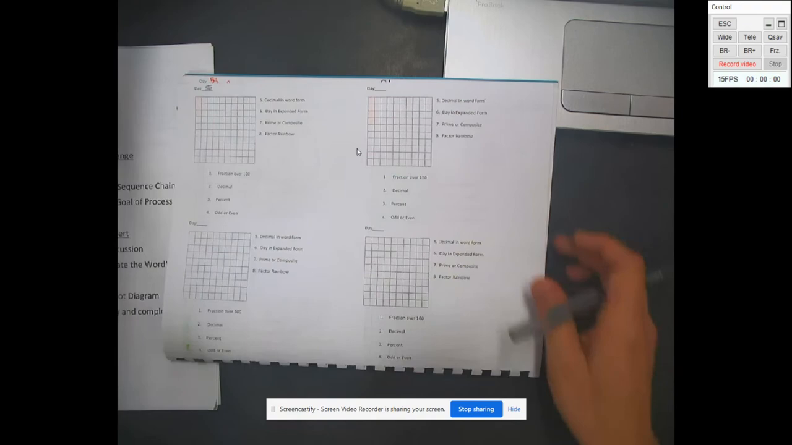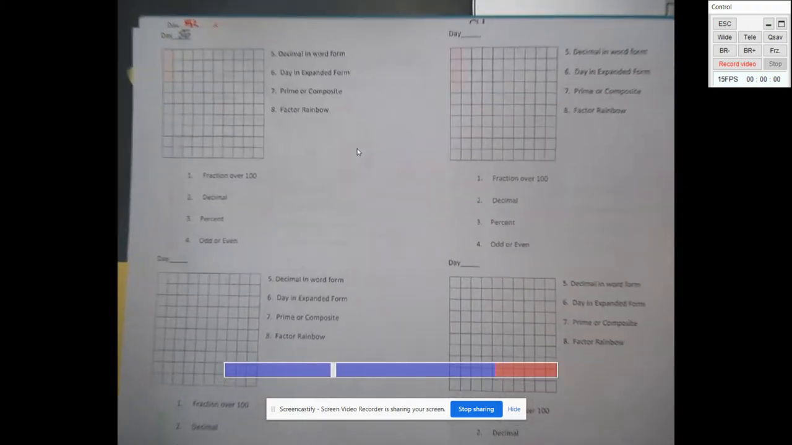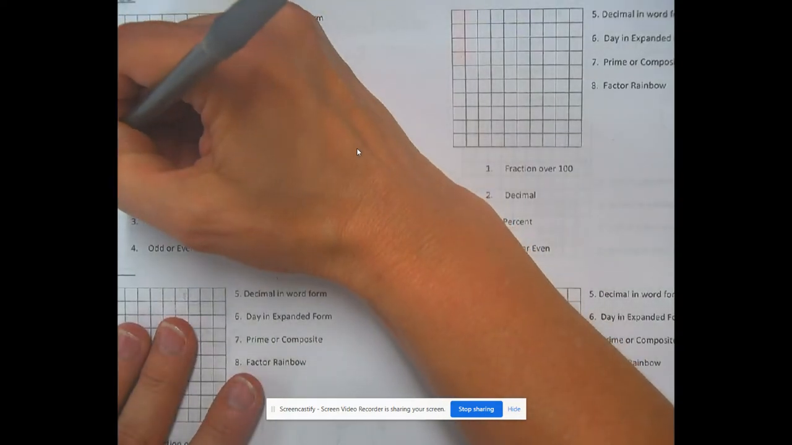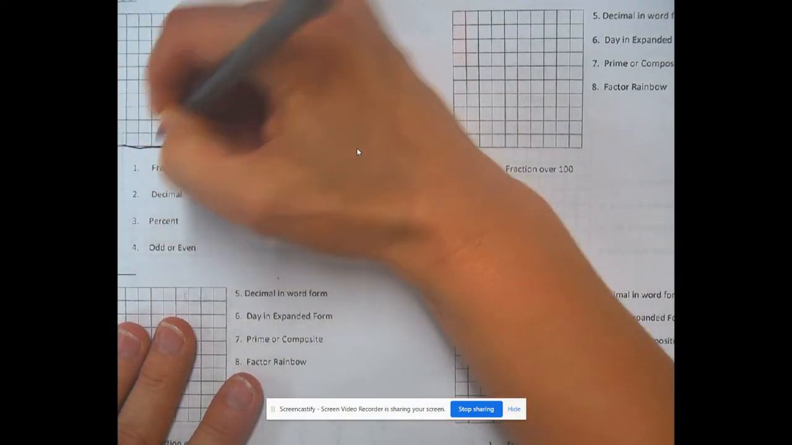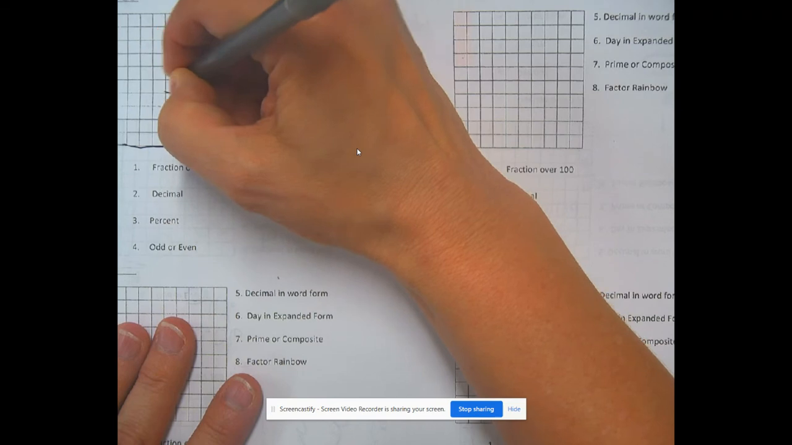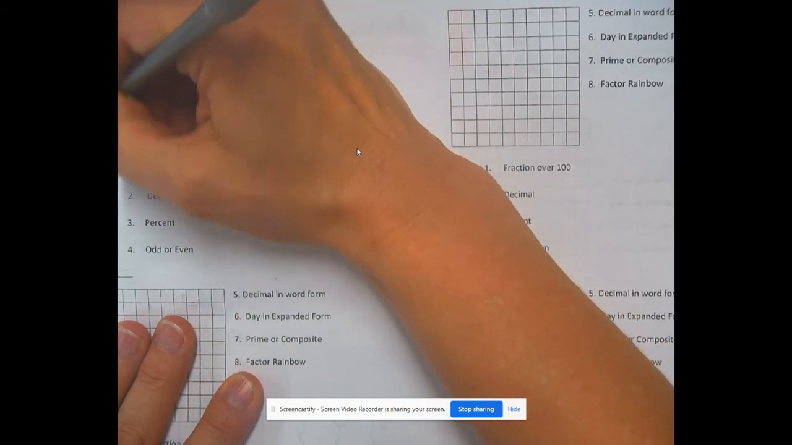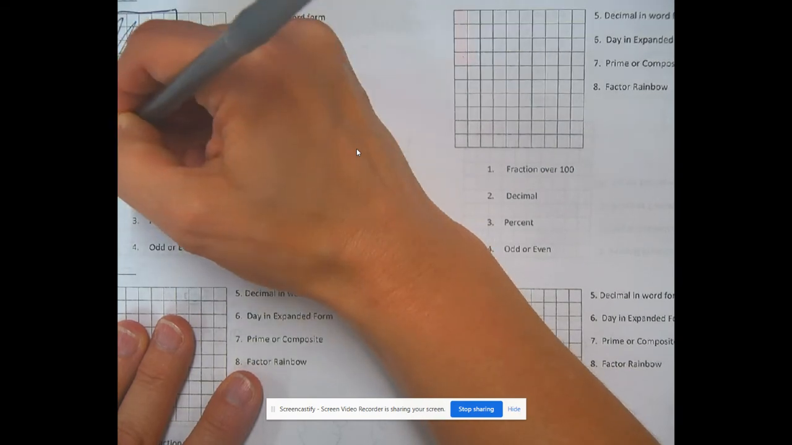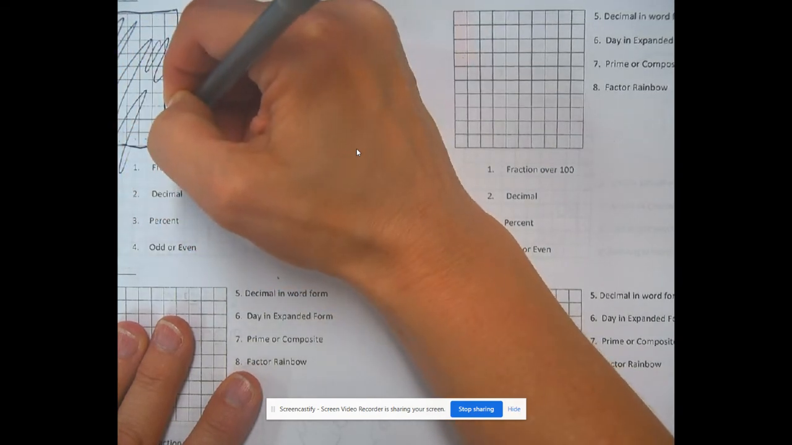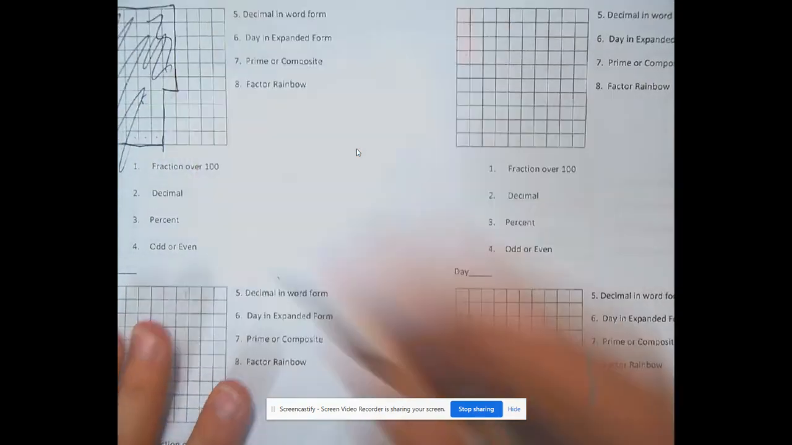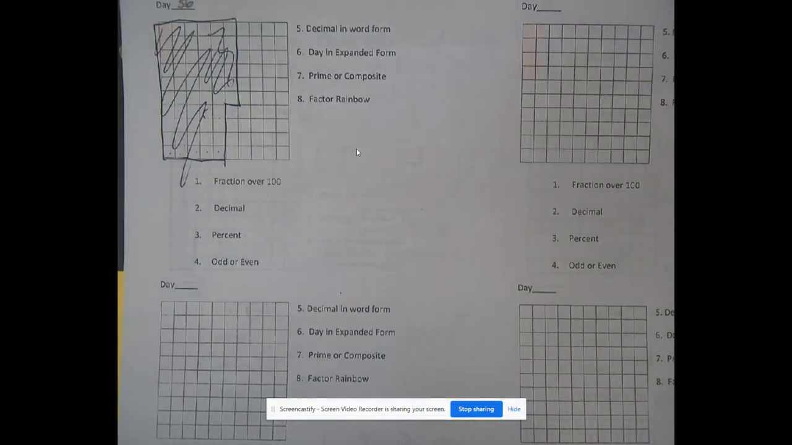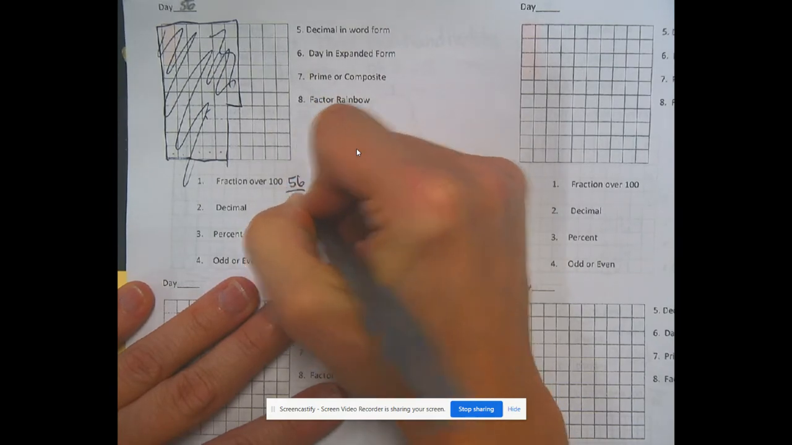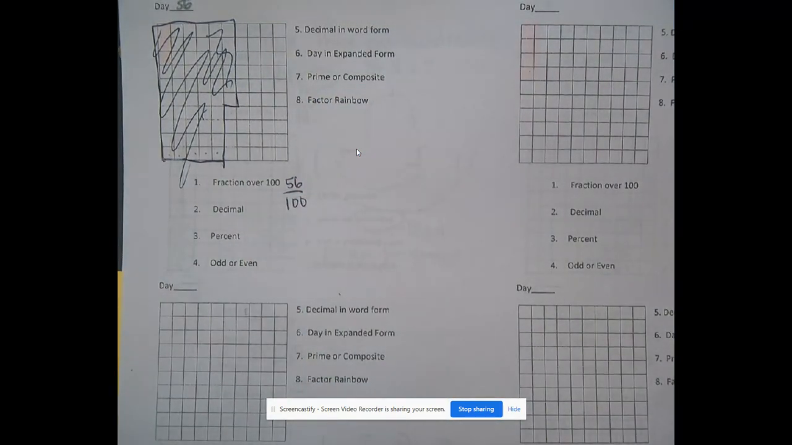Okay, day 56, here we go. What does it look like? Yep, 1, 2, 3, 4, 5. Good, 5,600. Okay, fraction over 100. 56 over 100. Is that in simplest form?